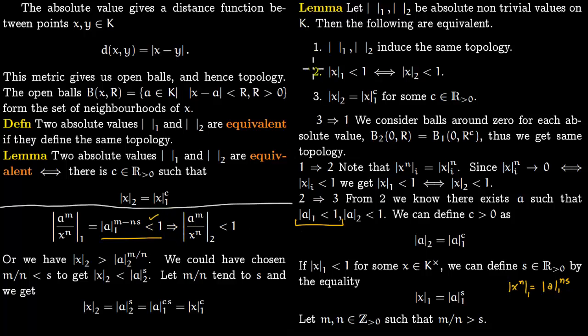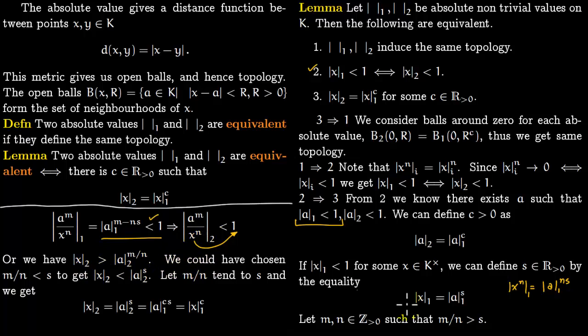And now by 2, if you're less than 1 for the first absolute value, you have to be less than 1 for the second absolute value. So this thing is now less than 1. So now instead of 1, you can write 2 being less than 1. So from here you get this x2 is greater than a2 to the m by n. What you're doing is transferring this to this side and then taking roots.